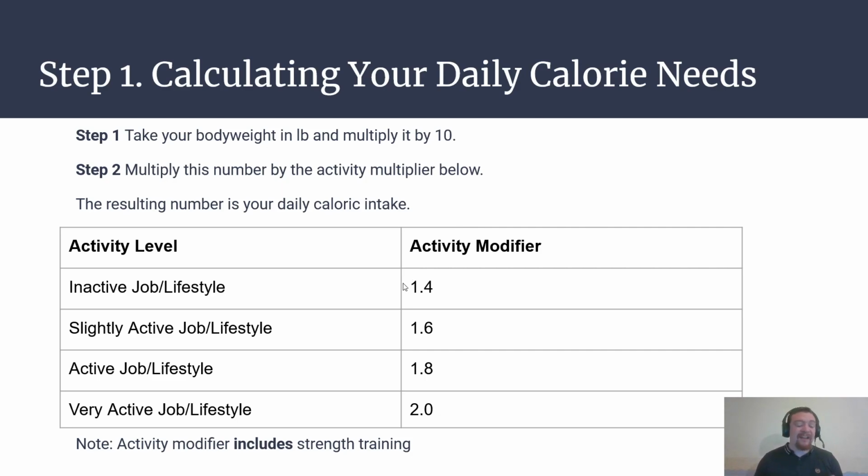I work in an office job. I don't really have a very active lifestyle. Now, one thing to point out, this modifier already incorporates your strength training. So it's already taking into account all the calories expended during strength training. So I train regularly, but I work in an office job, so I would multiply it by 1.4. If you work a very active job and train regularly, you would multiply it by 2. And that's the amount of calories you need. It's that simple. So that's the amount of calories you need to maintain your body weight, I should say.